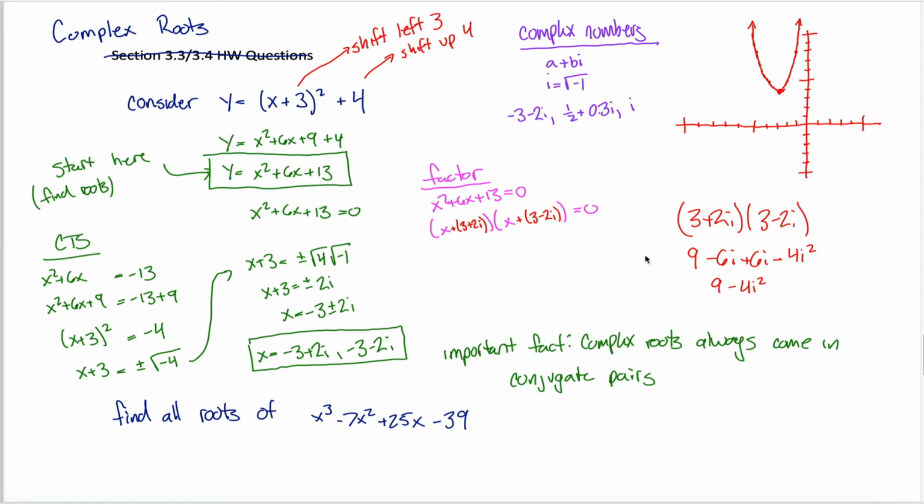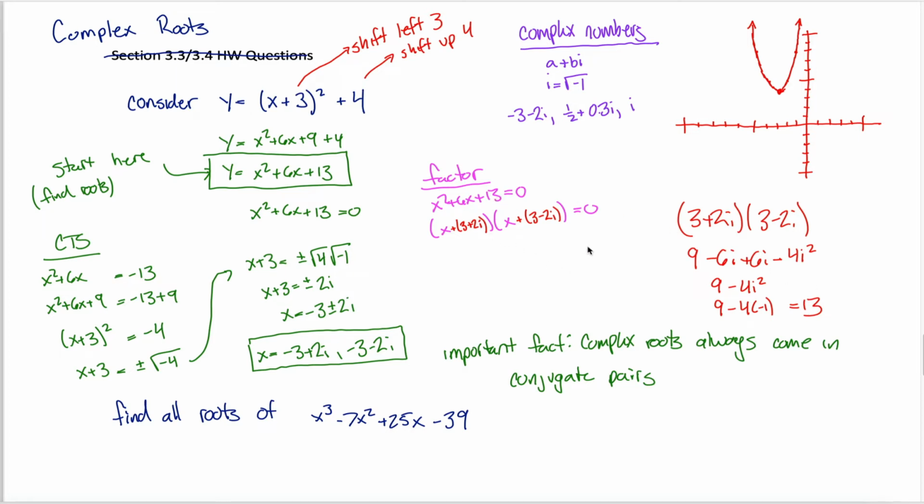I thought you said this was supposed to be 13. This is 13 because i squared equals negative 1. Wait, why does i squared equal negative 1? Because i equals the square root of negative 1. So if you square both sides of this equation, you get that i squared equals negative 1. So this is 9 minus 4 times negative 1. This is 9 plus 4. This is 13. When you add these two numbers together, you do get 6. And when you multiply these two numbers together, you do get 13.